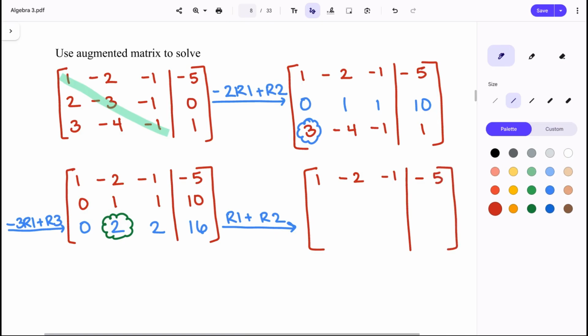Yeah, I'm sorry, that's what I meant to say. Row 3. Let me fix that. Okay, if we do that, 1 plus 0 would be 1. Negative 2 plus 2 is 0. Negative 1 plus 2 would be 1. And then negative 5 plus 16 would be 11.